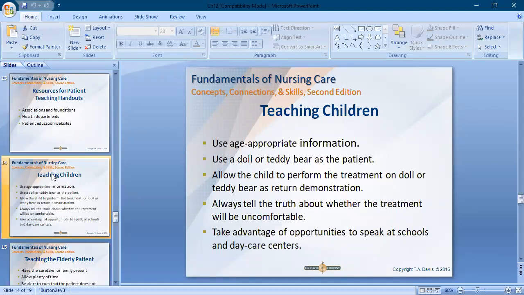Always tell the truth about whether the treatment is uncomfortable or what, right? Always we have to be truthful to the patient, especially the children, okay? So they get influenced. And take advantage of opportunities to speak at schools and daycare centers. If possible, we also have to take advantage of these opportunities.